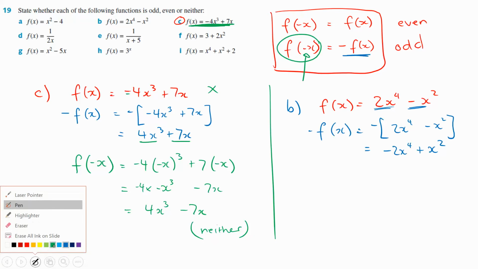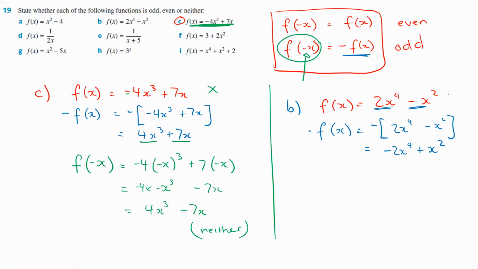Okay, so now to do the test. If the test ends up being like the red, then it's... sorry, let me fix that again. If it's like the red, it's even. If it's like the blue, it's odd. Okay, so let's do the test. f of, now the test is sub in a negative x. I'm going to do the same thing: 2 negative x to the power 4 minus negative x squared.